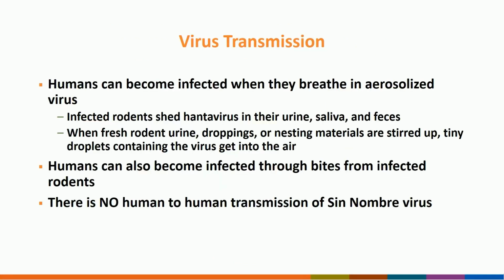People can get infected with hantavirus by breathing in aerosolized virus. How does this happen? As we know, infected rodents shed hantavirus in their urine, saliva, and feces. When fresh rodent urine, droppings, or nesting material are stirred up, tiny droplets containing the virus can get into the air. People can also get infected through the bites of infected rodents. There is no human-to-human transmission of Sin Nombre virus.